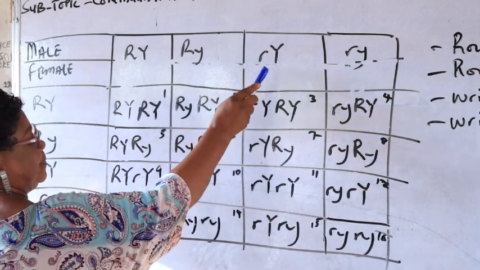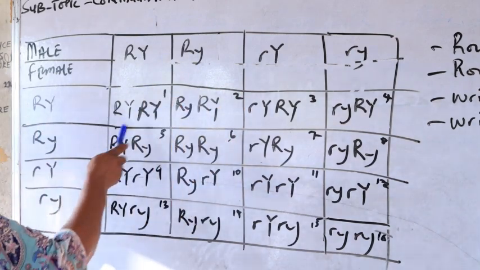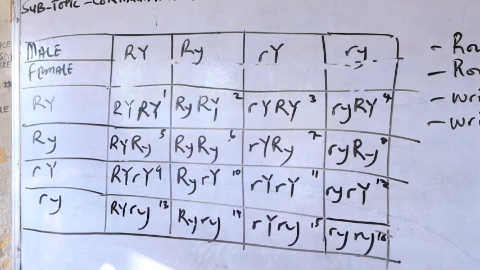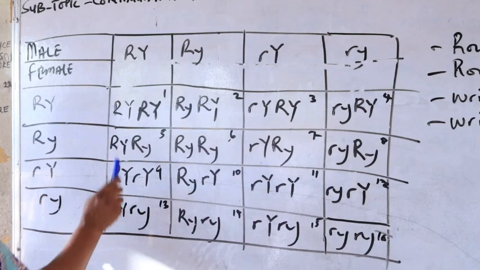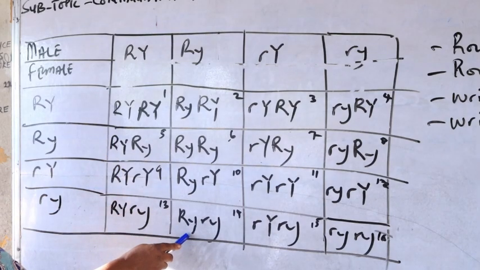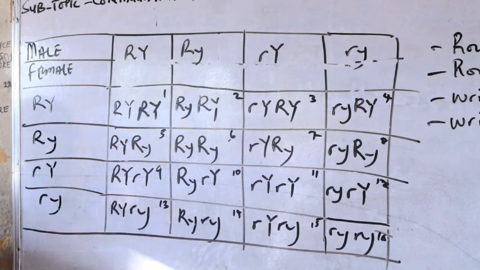What do you have here? What do you have here? Round green. What do we have here? So this is... So which one is homozygotes? Is it homozygotes? Yes, ma'am. And this one is what? We have two heterozygotes and homozygotes.